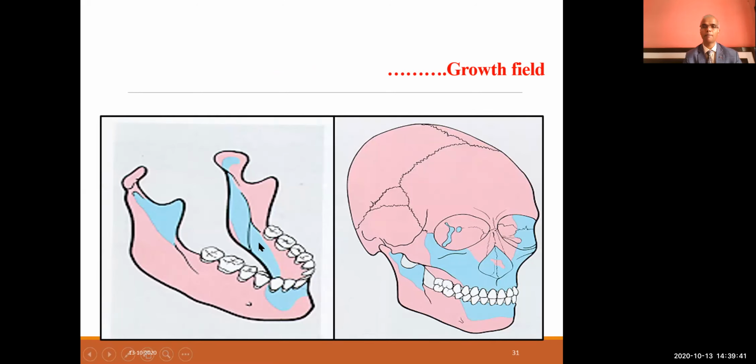This diagram shows the growth fields. Like here, this shows the attachment of lateral pterygoid muscles, medial pterygoid muscles, genioglossus muscles, and from the outer surface, attachments of the masseter muscle and temporalis muscles. So these cause the growth of the bones.